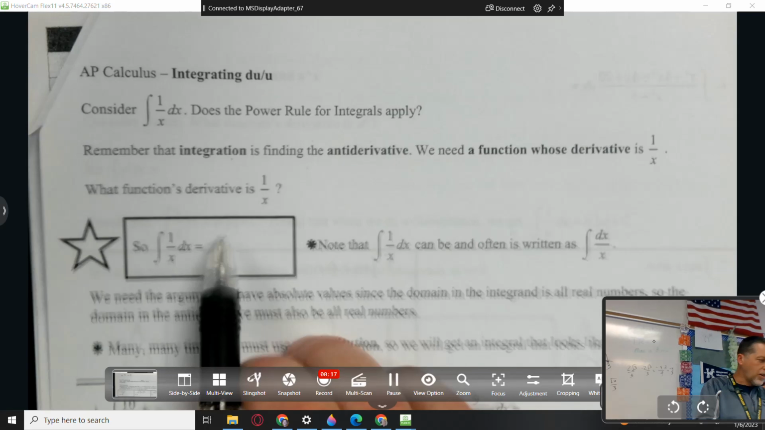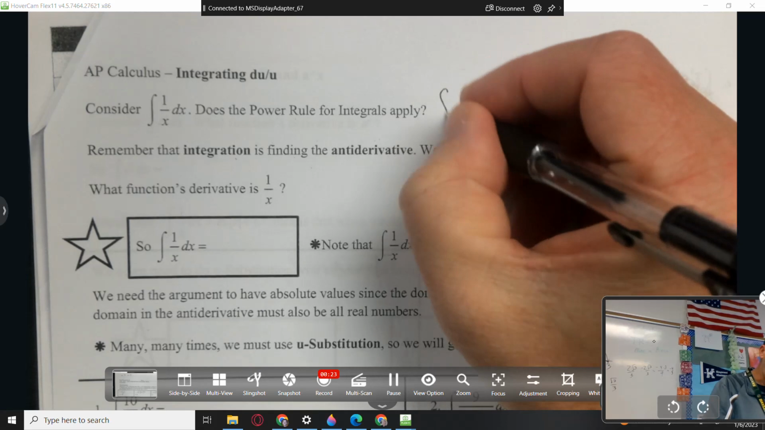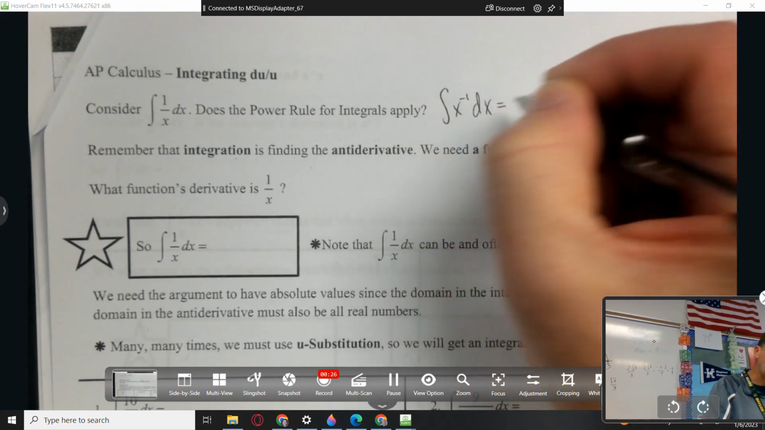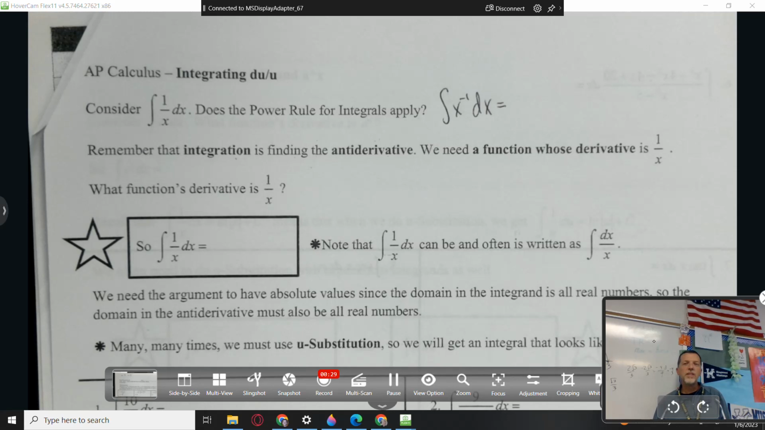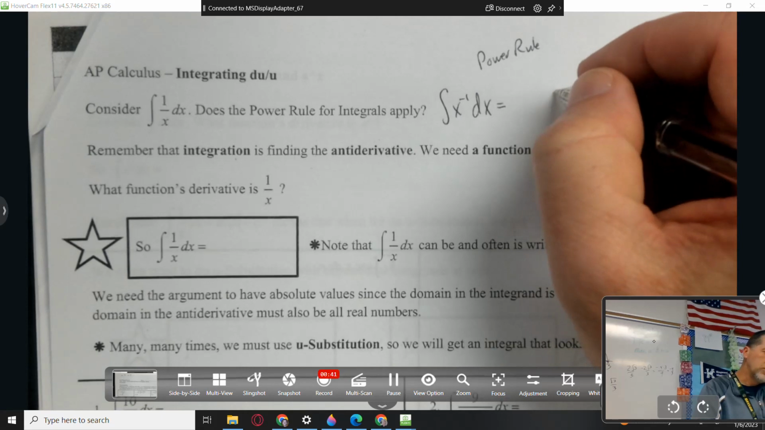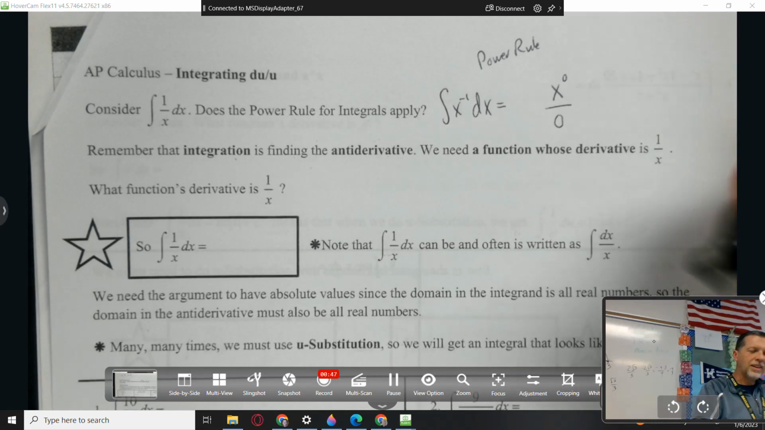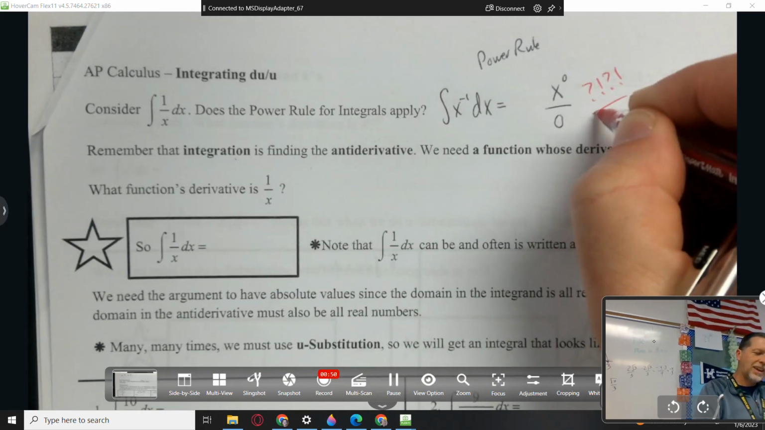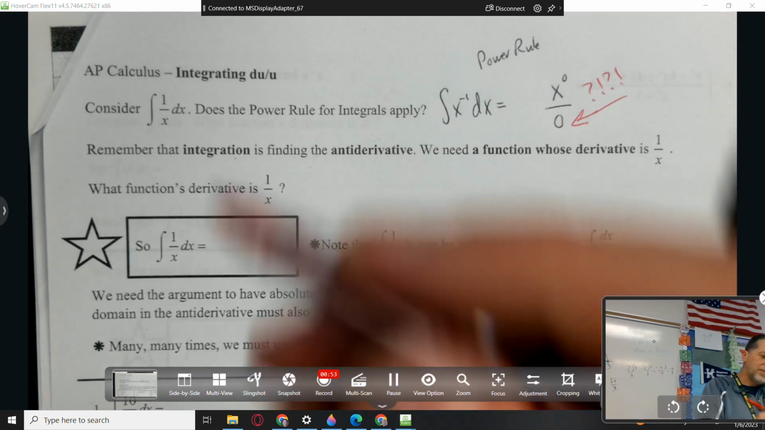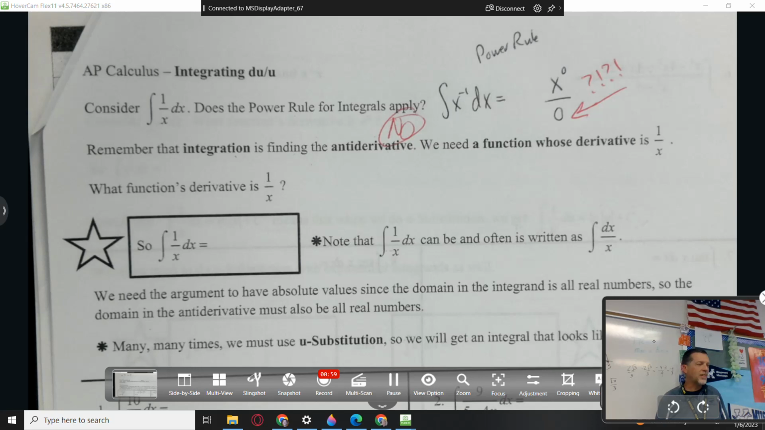Integrating du over u. Okay, consider 1 over x dx. Does the power rule for integrals apply? I don't know. Let's try the power rule for integrals and see what happens. So the antiderivative of x to the negative 1. We increase the power by 1, and then it's x to the 0, over 0. The power rule would say increase the power by 1, divide by the new power, which is 0, and you can't do that. So no is the answer. The power rule does not apply to the antiderivative of 1 over x.